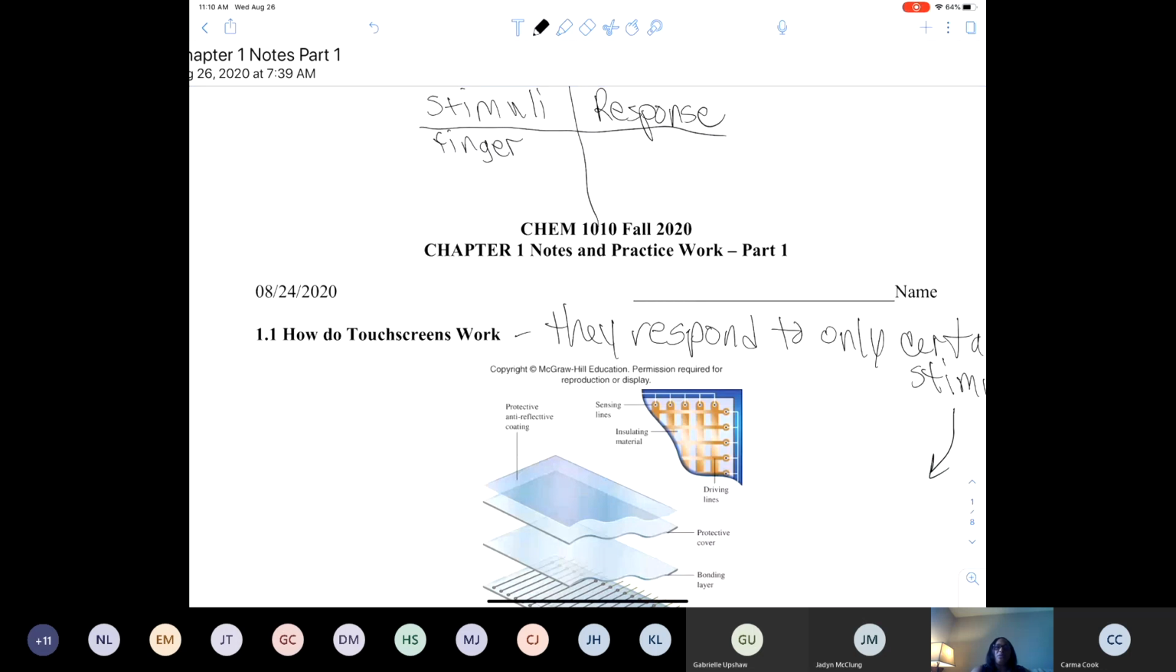So if each person in your group has two types of stimuli, you'll be able to compile a good list of stimuli together and put yes or no in your own table. Draw your own table like I've drawn, and denote whether or not that type of stimuli invoked a response by your cell phone screen.